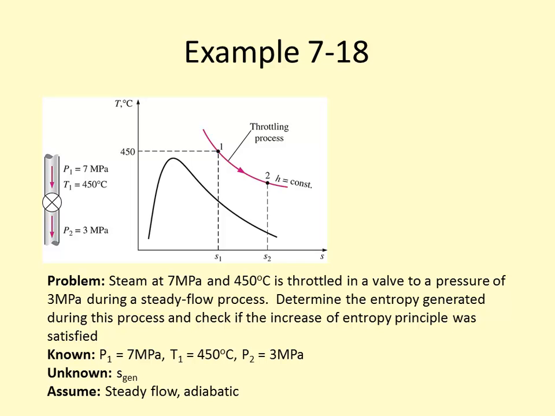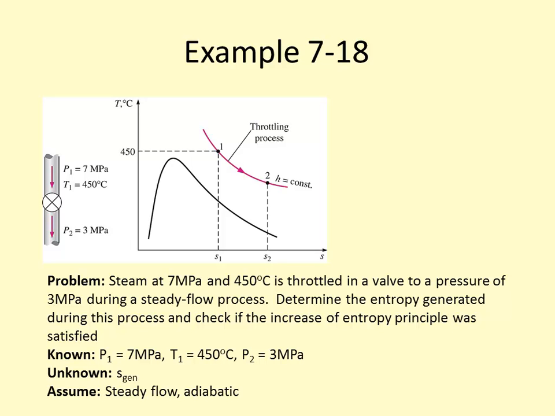So if you look at the graph, then you would see that too. Okay, so we have steam at 450 Celsius and 7 megapascals. So we'll go to our tables, and we'll call that state 1, 7 megapascals and 450 Celsius. And we look up our enthalpy at state 1 is 3288.3 kilojoules per kilogram. And our entropy is 6.6353 kilojoules per kilogram Kelvin.